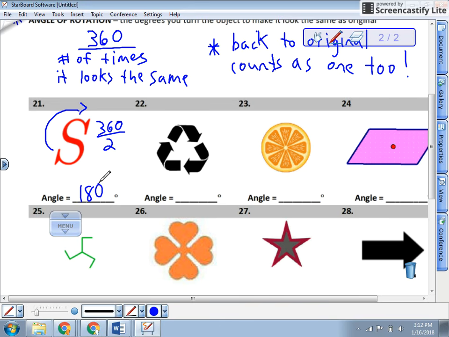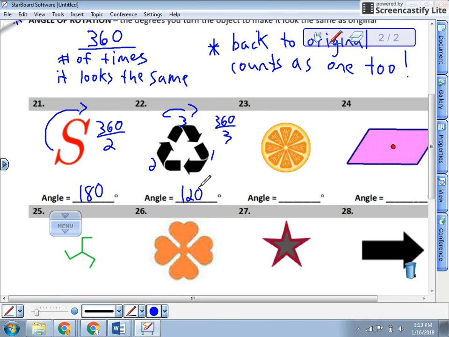This figure, kind of the recycling symbol. Again, I'm going to turn everything clockwise. I can rotate it once, it'll be back to the original, twice, 3 times. So I do 360 divided by 3, that would be 120 degrees. So if you turn something 3 times, it's 120 degrees.